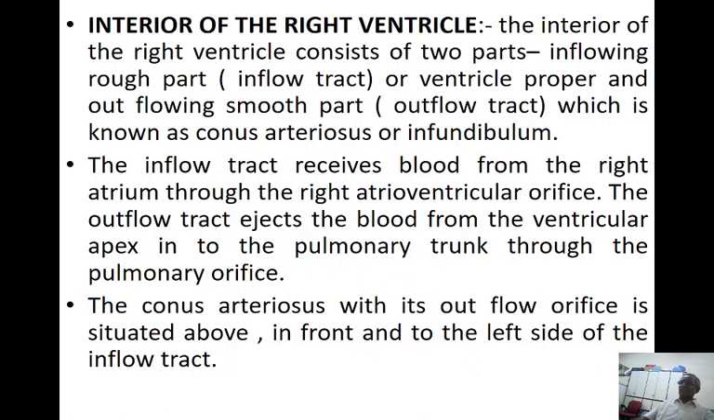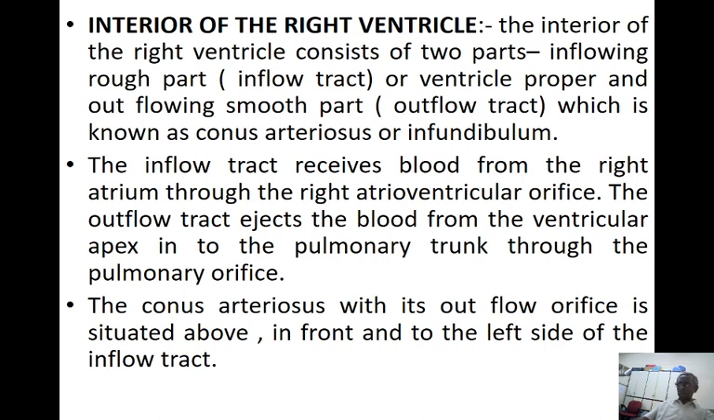Interior of the right ventricle. The interior of the right ventricle consists of two parts: the inflow rough part, the inflow tract or ventricle proper, and the outflow smooth part, known as conus arteriosus or infundibulum. The inflow tract receives blood from the right atrium through the right atrioventricular orifice. The outflow tract ejects the blood from the ventricular apex to the pulmonary trunk through the pulmonary orifice.